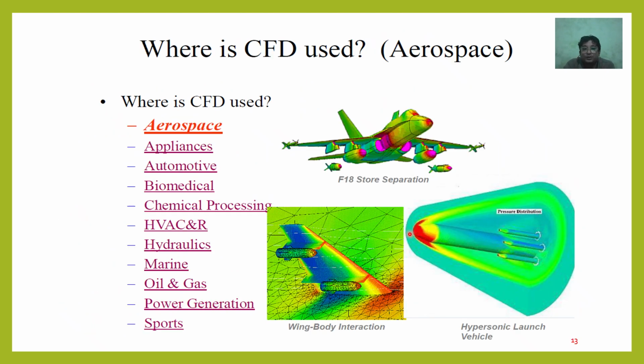So where can we use computational fluid dynamics? Aerospace we can work with. Now this figure I have shown you, I will explain it now. Then appliances, automotive, biomedical, chemical processing, HVAC, and we can use it in hydraulics, marine, oil and gas, power generation, and sports. You see there are three figures, and each figure has different zones: yellow, red, green, blue, all these zones. So what is it exactly? It is basically the temperature zones they are trying to show.